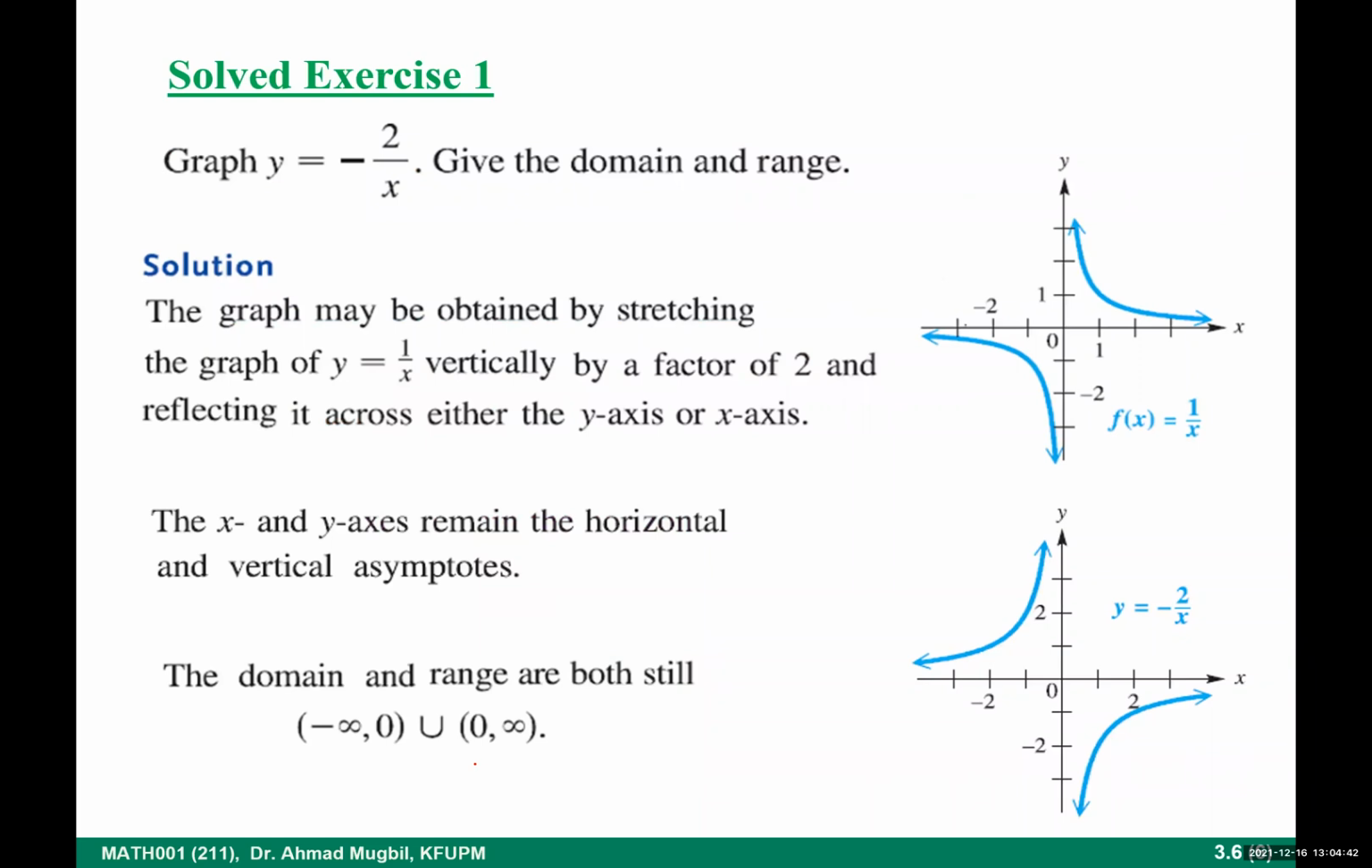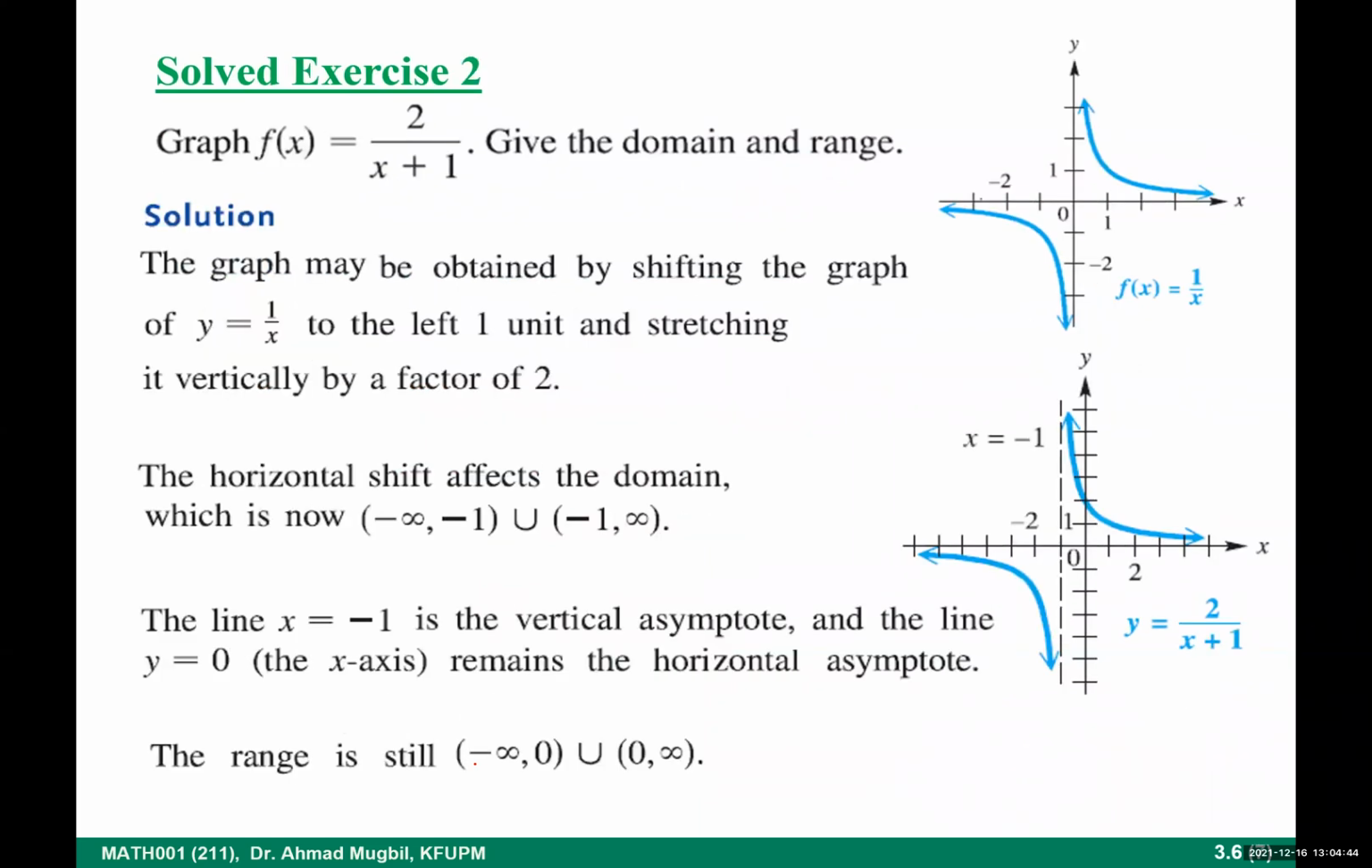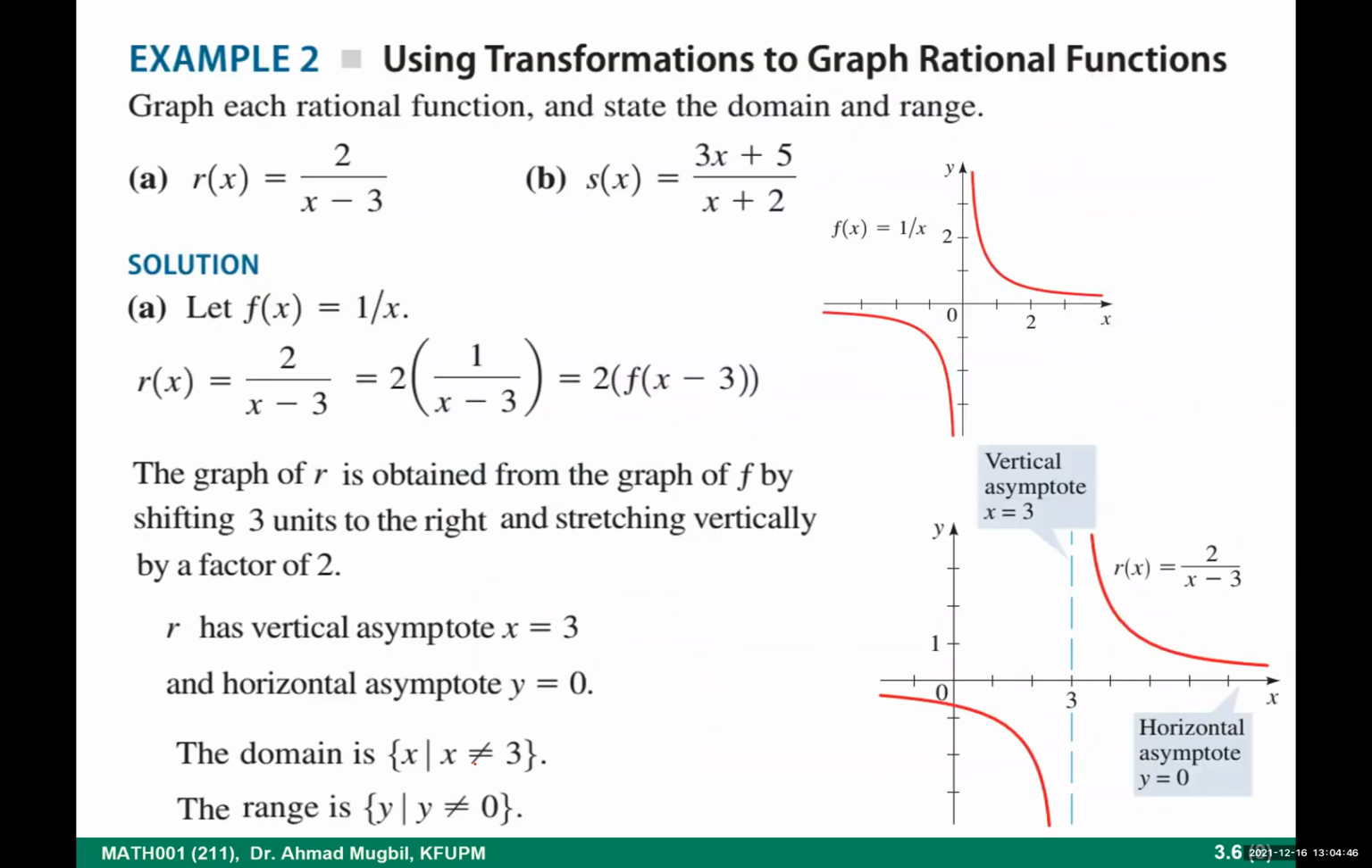These are some examples that we had yesterday. Pay attention to the domain, the range, the vertical asymptote, and the horizontal asymptote in this case. Of course, when we have a horizontal shift, the horizontal asymptote will stay the same, but the vertical will change. Like here we have a horizontal shift to the left, so the vertical asymptote is x equals 3, not x equals 0.